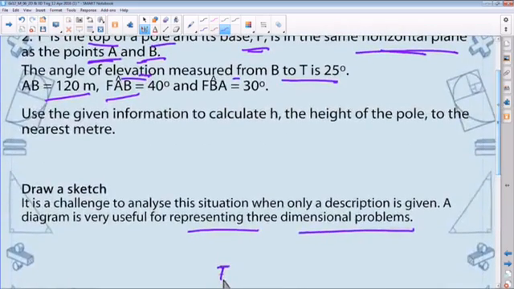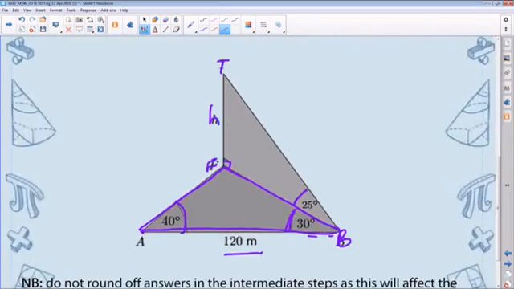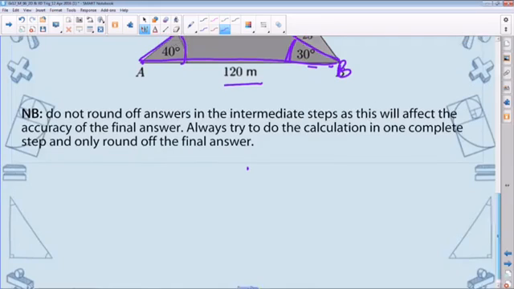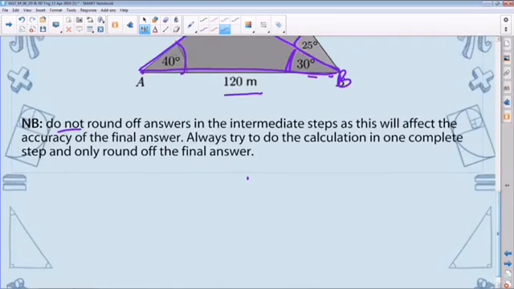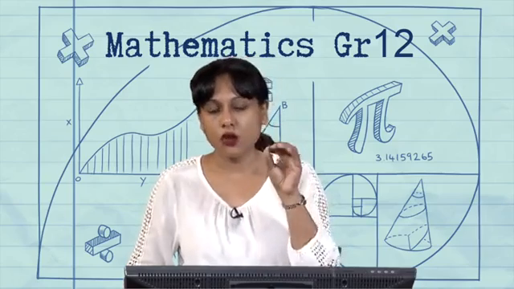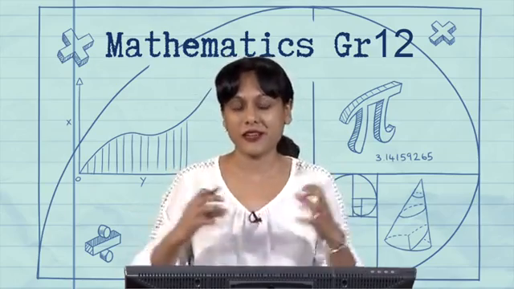Okay, they say use the information to calculate H, which is the height of the pole to the nearest meter. So what are they looking for? They're looking for H. Importantly, I just want to remind you here, and that's why I spent so much time on this in the last question, do not round off the answers in the intermediate steps. This will affect the accuracy of the final answer. So you're always going to try to do the calculation in one step and only round off the final answer. And this is why being able to use the memory on your calculator effectively is so important, because you can just store those answers in and then you don't lose any accuracy at all.